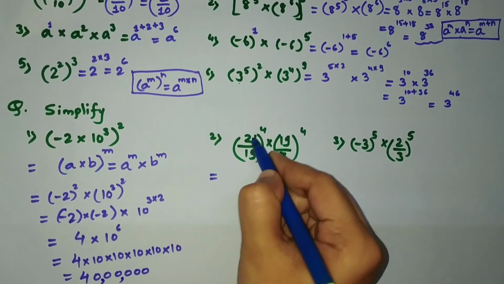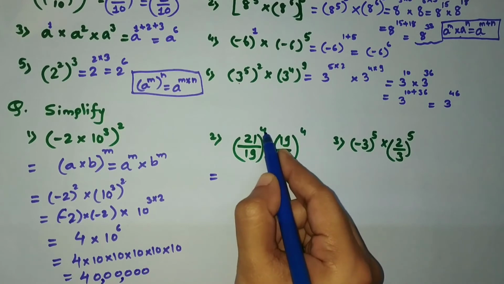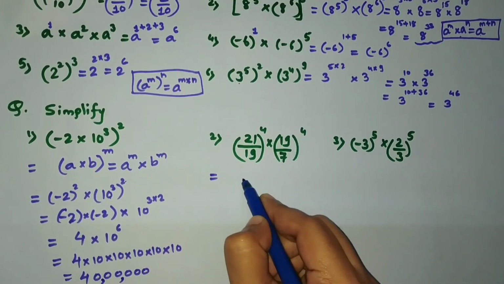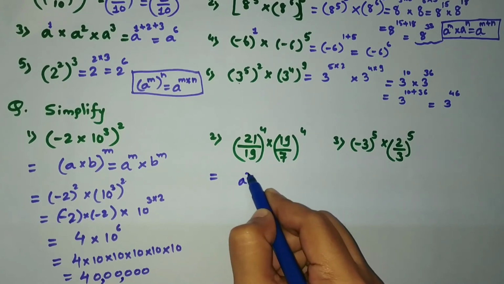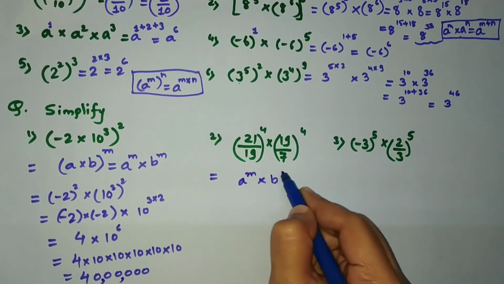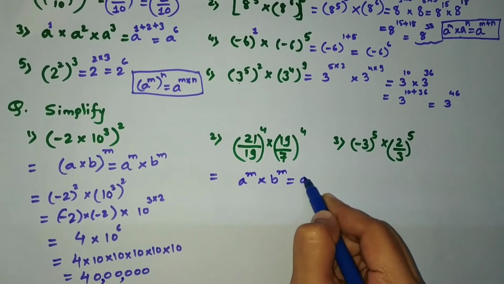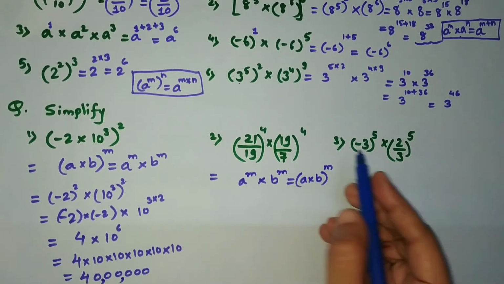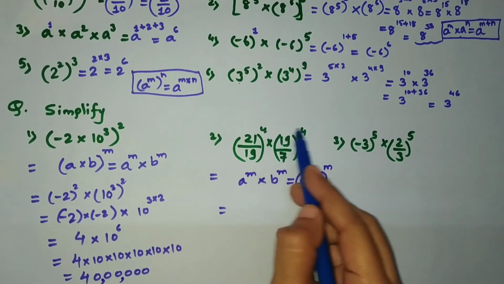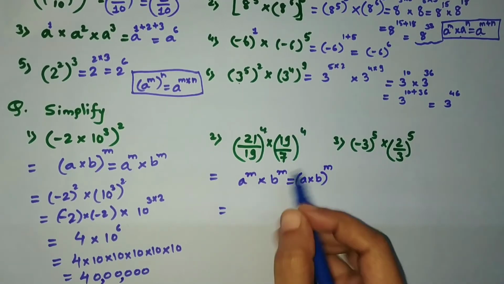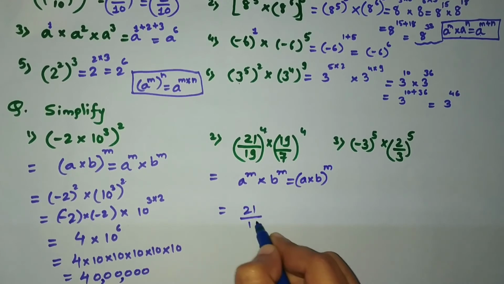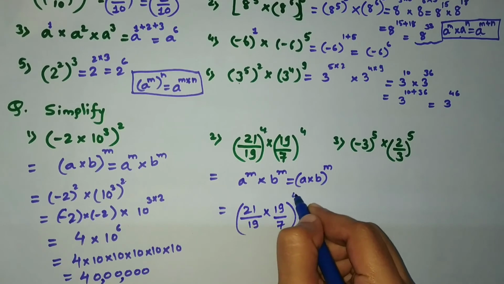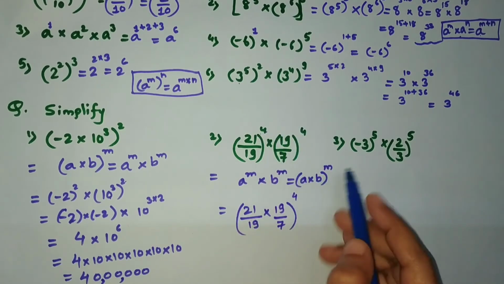Now the next one we are having: 21 upon 19 to the power 4 into 19 upon 7 to the power 4. Friends, we are having here a to the power m into b to the power m, so we'll write a multiplied by b and we'll write the common power once. Here the powers are the same, so you can multiply their rational numbers. So we need to write 21 upon 19 multiplied by 19 upon 7, and we can give this power once, common to one.